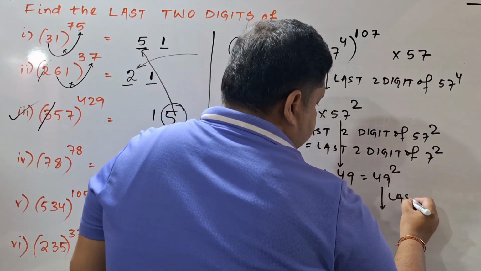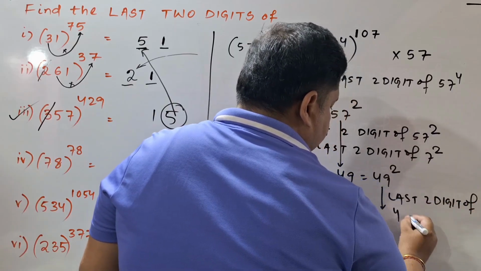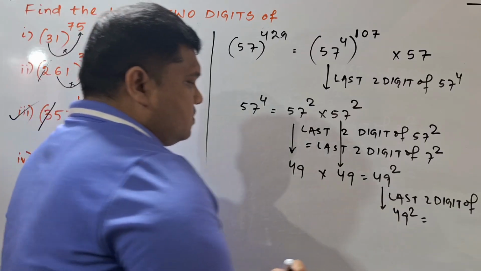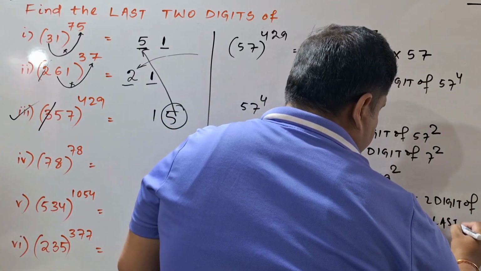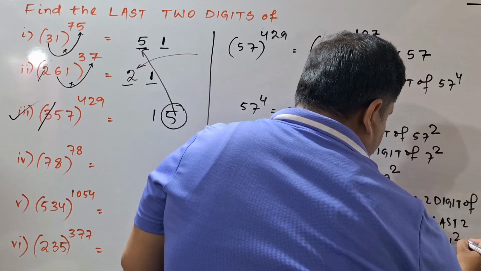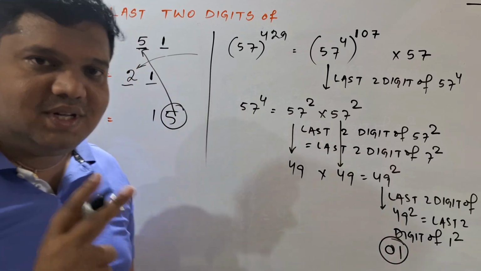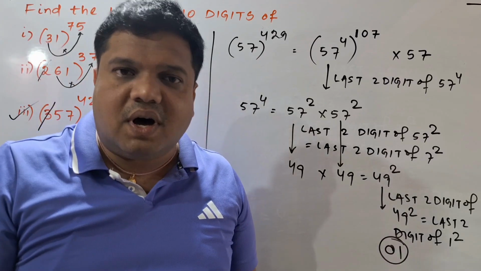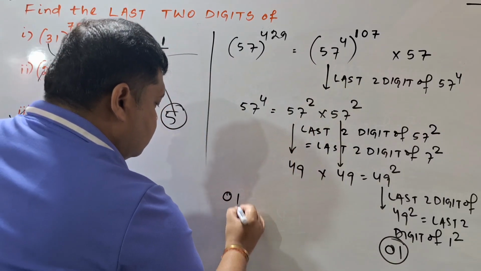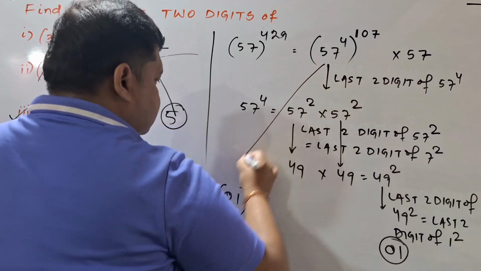What are the last two digits of 49 squared? You know 49 is close to 50. The gap is 1. So the last two digits of 1 squared, so this is 01, because you are going to write the last two digits. You know 1 squared is 1, you write 01. So in this place you write 01. So 01 to the power what? 107. This is my answer.